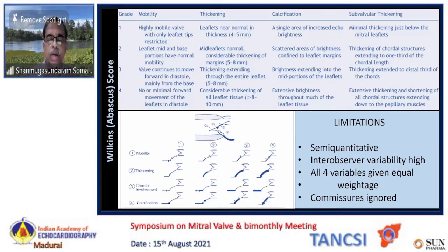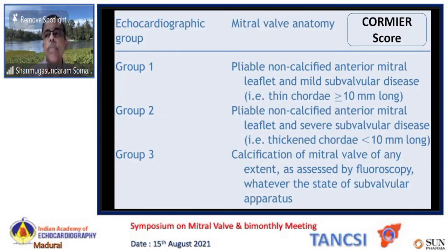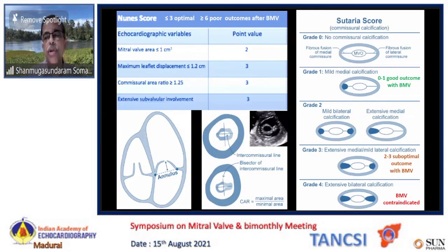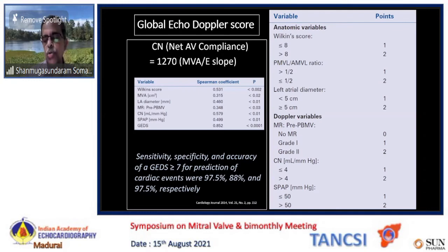To decide about the success of your procedure, you have various scoring systems: the popular Wilkins or Abascal score, and you have the Cormier score, which looked at the commissures as well as the calcification, and you have the Nunes score and Sutaria score, which specifically looked at the commissural calcification. None of them by itself is going to be very useful. You need to have an overall idea about the mitral apparatus to know what is going to happen after your procedure.